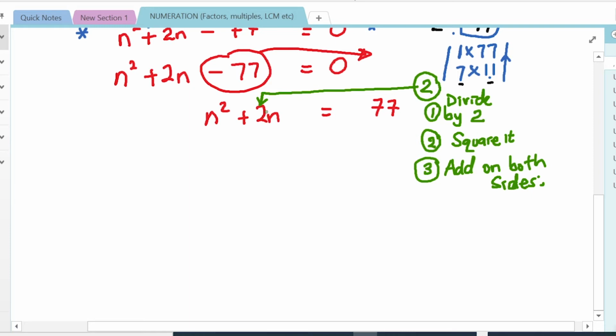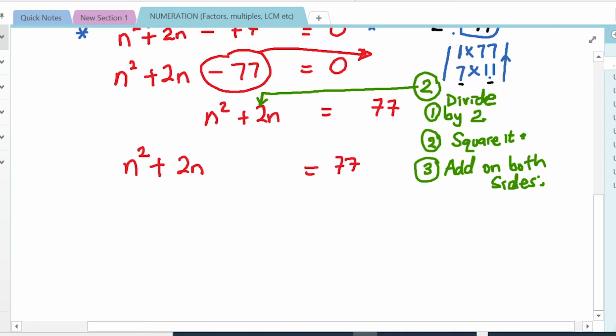Find the coefficient of the unknown n. Divide it by 2. After dividing it by 2, the answer we get, we square it. After squaring the answer, we then add on both sides. So that is what we're going to do here. So this is going to become n squared plus 2n, which is going to be equal to 77.